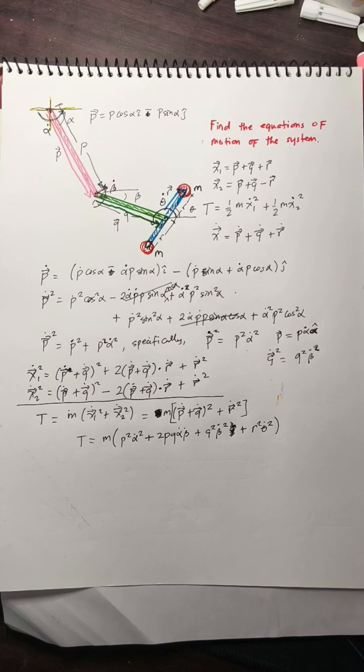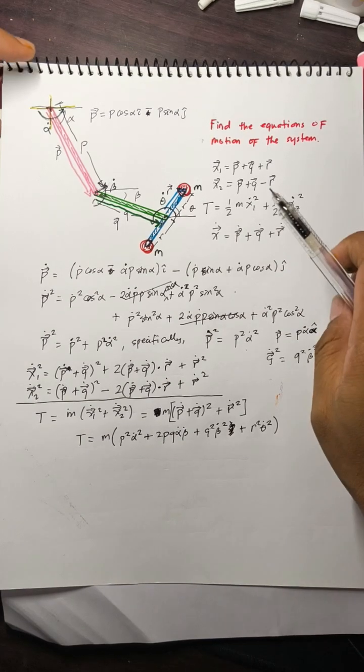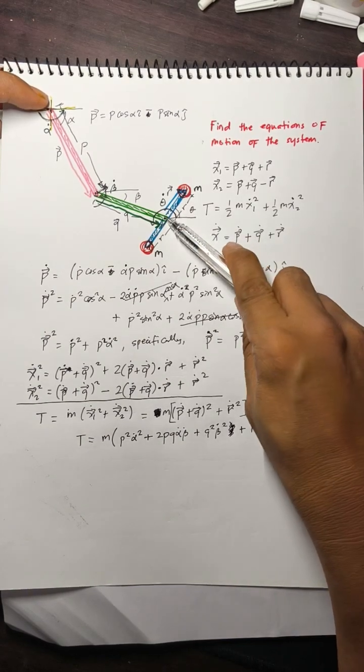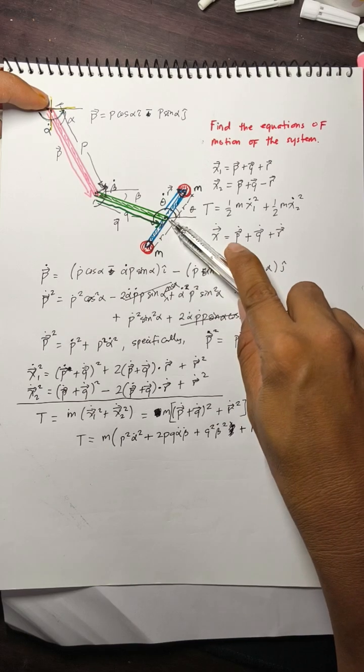Okay, now we can actually solve the kinetic energy using a simpler approach, in which there's a theorem that says that the total kinetic energy of the system is the kinetic energy of the center of mass plus the kinetic energy about the center of mass.